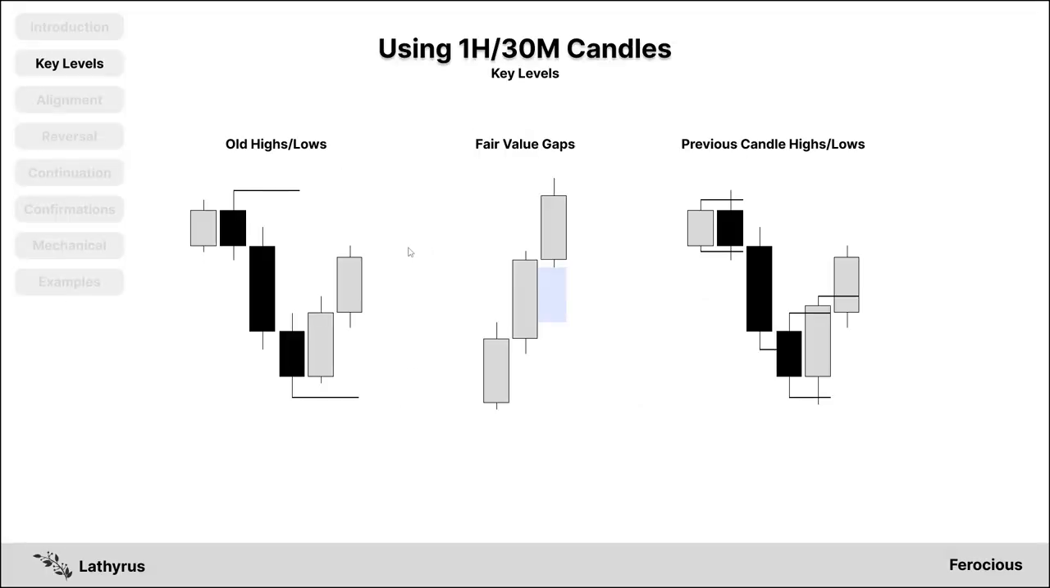The key levels I'm using on the 1 hour and 30 minute are old highs and lows to frame reversals and continuations, fair value gaps to trade continuations from the gaps, and previous candles' highs and lows to frame the C2, C3 candles and so on. It would be nice if you have some basic knowledge about these concepts.